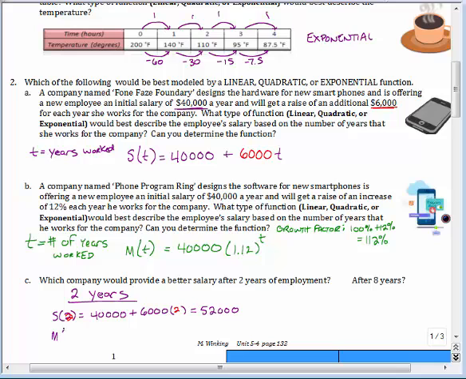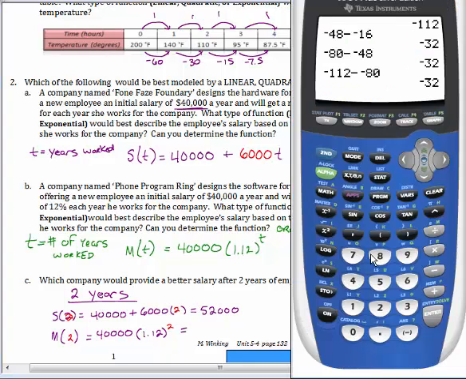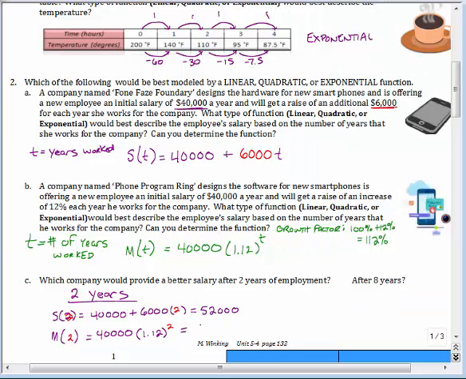And then let's compare that with M of t. So we'll do M of 2, and that's going to be equal to 40,000 times 1.12 raised up to the 2. I think I'll use my calculator to help me with that one. So 40,000 times 1.12 raised up to the 2 for the growth factor. All right, in this case 50,176. So it looks like you make more money with the first one for that one, but remember exponential eventually outgrows the linear or quadratic, so let's look at it in 8 years and see the difference then.